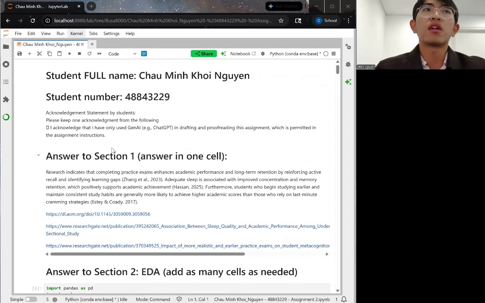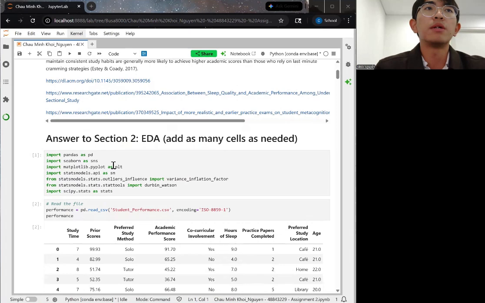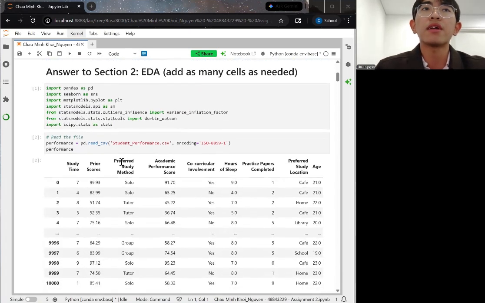The objective of this analysis was to identify which factors significantly influence student academic performance score and determine whether these variables can reliably predict academic outcomes. I start by importing the dataset into Python using pandas. I specify the ISO-8859-1 encoding because the dataset would otherwise produce a decoding error, so this ensures the data were loaded correctly.